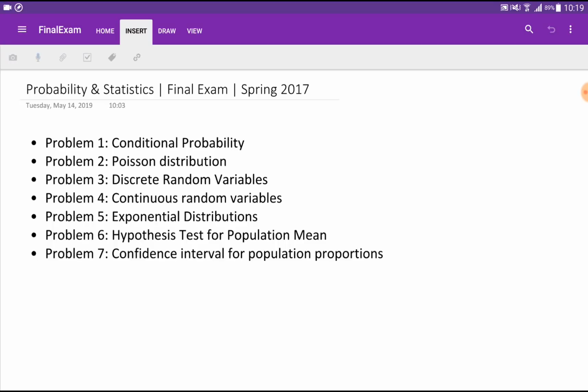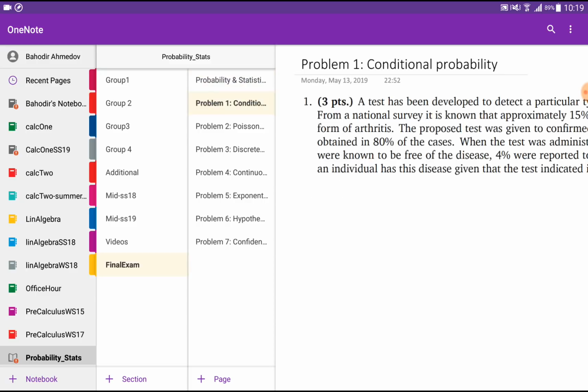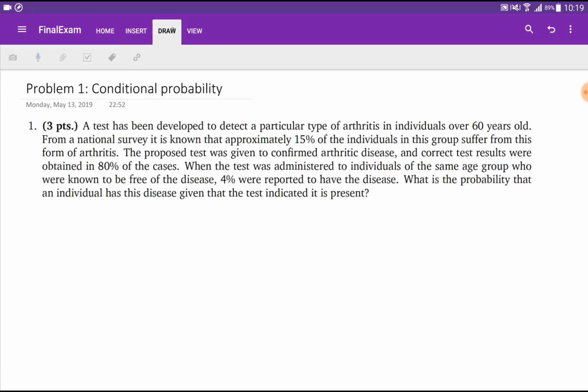In this video, we're going to talk about the solutions to the final exam on probability and statistics, spring 2017. We are going to go through the solutions to the 7 problems on the following topics. So let's start with the first one. It is about conditional probability.